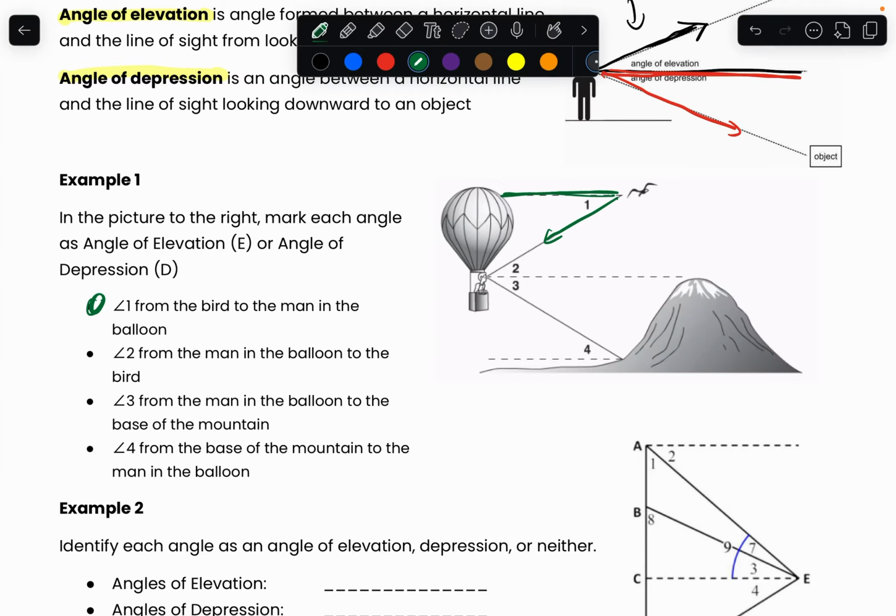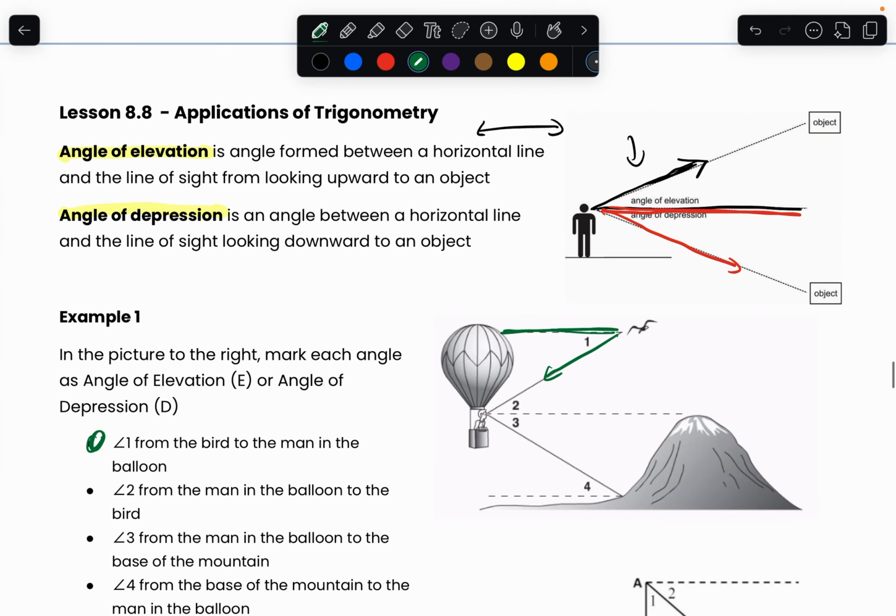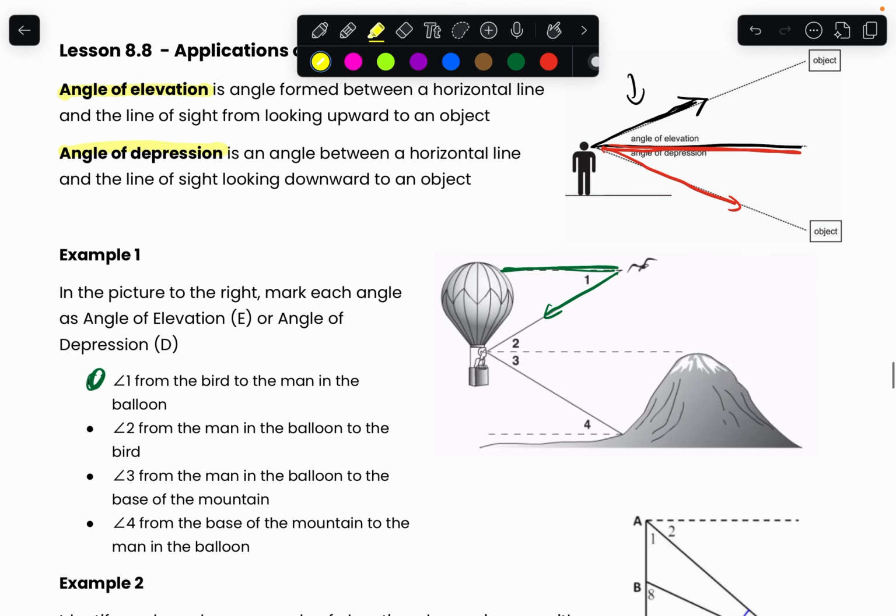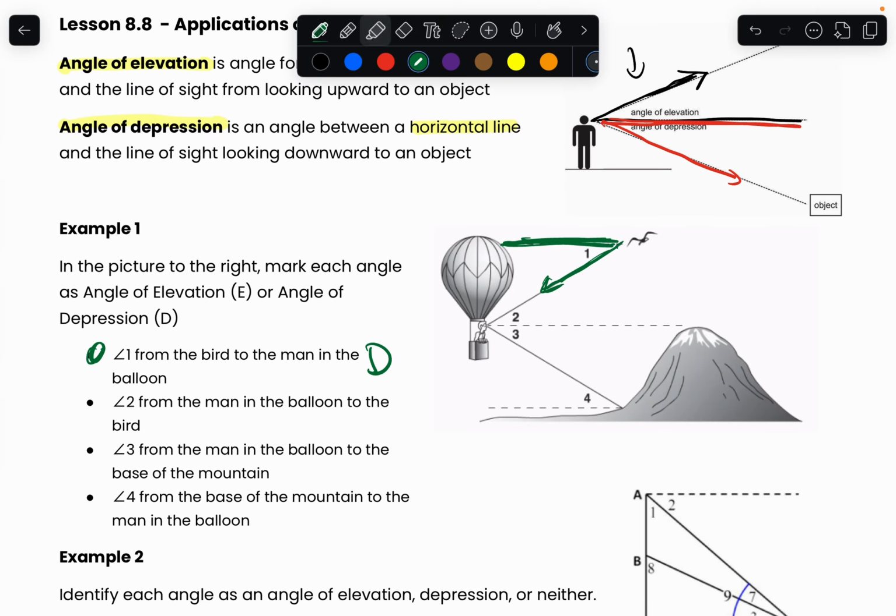Key thing with angles of elevation and depression: you must have a horizontal line. If you have your paper, please highlight or circle horizontal line. You really need a horizontal line for it to be one of these angles. Angle 1 is formed by a horizontal line right here, and another line that's pointing downward. If we're pointing downward from that horizontal line, then it's going to be angle of depression, so let's put D.